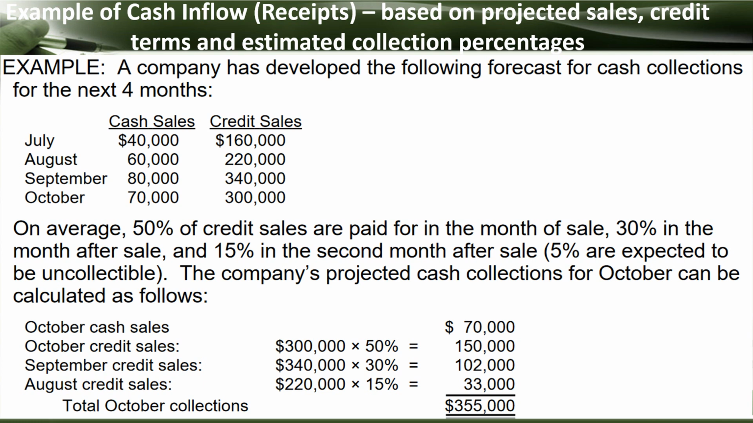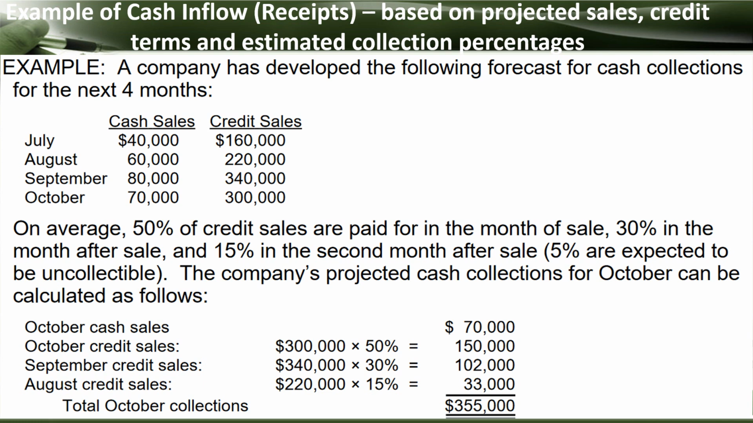So a company has developed the following forecast for cash collections for the next 4 months. July, August, September, October figures have been given for cash sales as well as the credit sales. On average, 50% of credit sales are paid for in the month of sale, 30% in the month after sale, and 15% in the second month after sale. These are based on the credit terms of the company. So we get that detail.